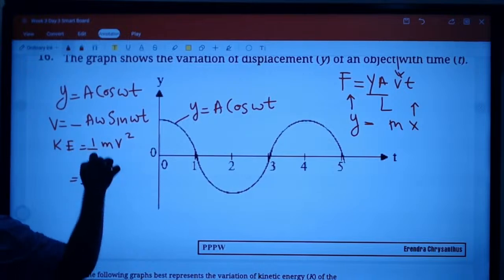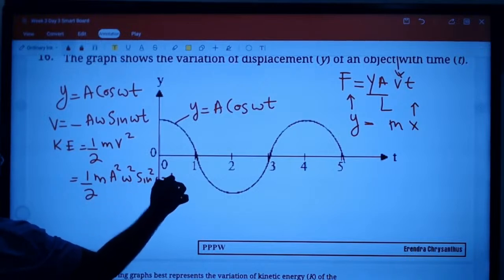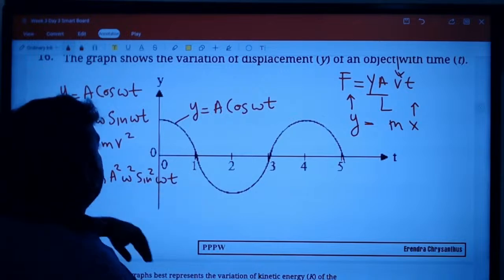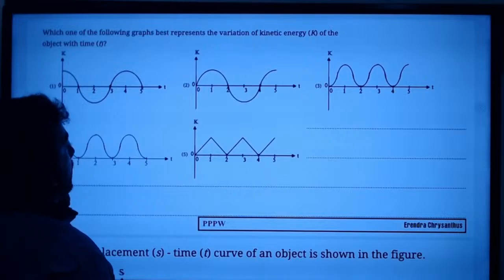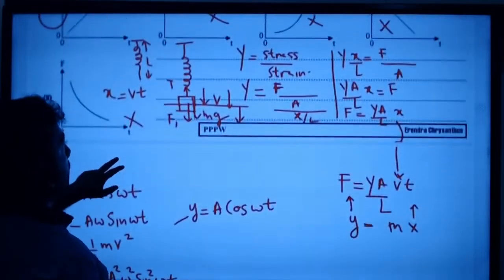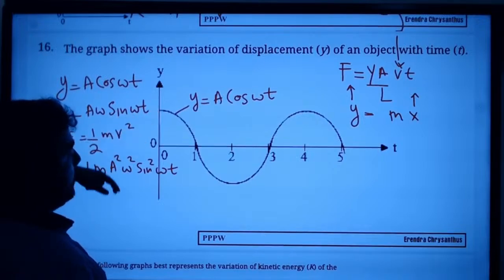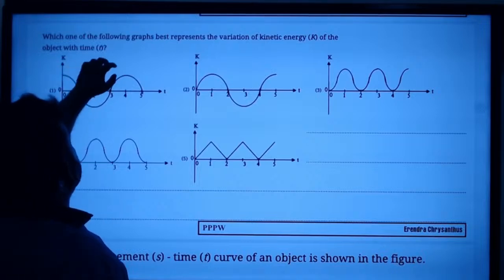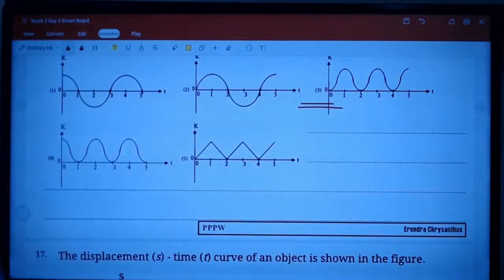Half m velocity squared is a squared omega squared sine squared omega t. So that means it can't be negative. So guaranteed not negative. If you look at this, at the maximum displacement velocity is what? 0. Velocity 0 means kinetic energy is also 0, which means your correct answer is answer number 3.